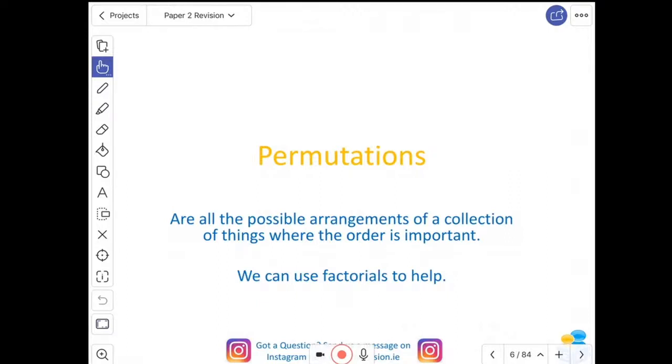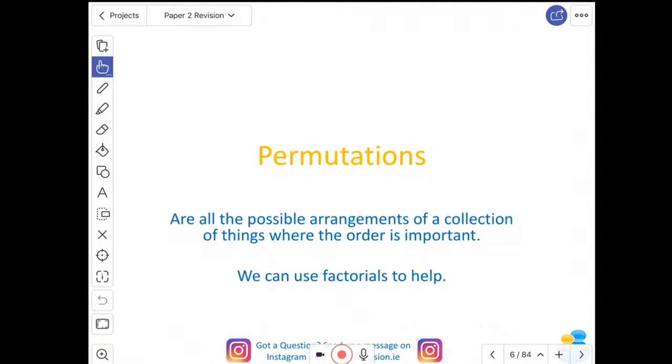I remember one student said to me at one point, oh, you can think about it like a permanent spot. So we're saying here that permutations is all the possible arrangements where the order is important. So you're thinking, right, I'm trying to set these chairs in a particular order, so the order is important. So when I'm looking at all the different orders, I'm giving them all permanent spots. So that's one way of maybe remembering that permutations is to do with where the order is important.